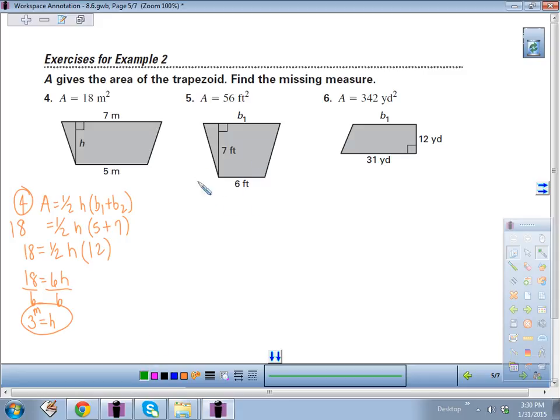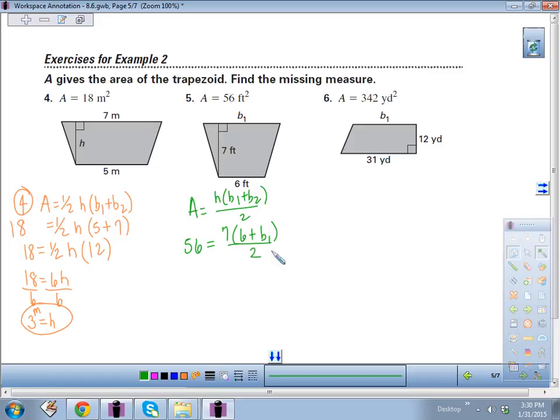Number 5. If I write it like this, with the height times the quantity, base 1 plus base 2, divided by 2, that's another way that you might write it if you get confused with this way. So we could do it this way with the 56 in the A. The height is 7. Actually, base 1 is the missing one. But the other base is 6. So we're trying to find the base 1 here. And we'll divide that by 2.